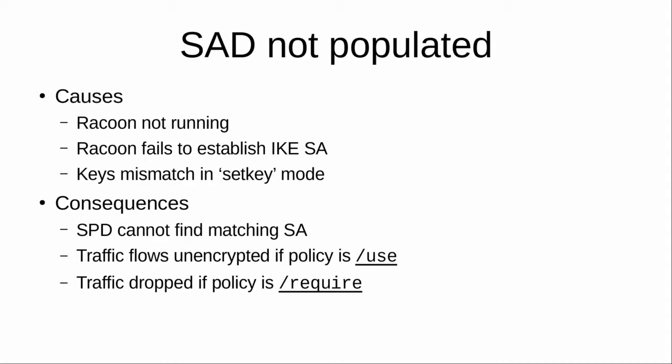Another case is when the SAD is not populated, which can be caused, for example, by the rekeying daemon not running at all, or it failed to establish the keys with the other host for many reasons, or you have an actual key mismatch. So you set one key on one host, and on the other host you have set another key. Essentially, you may also see encrypted traffic coming to your host, but not being decrypted because the kernel cannot decrypt it.